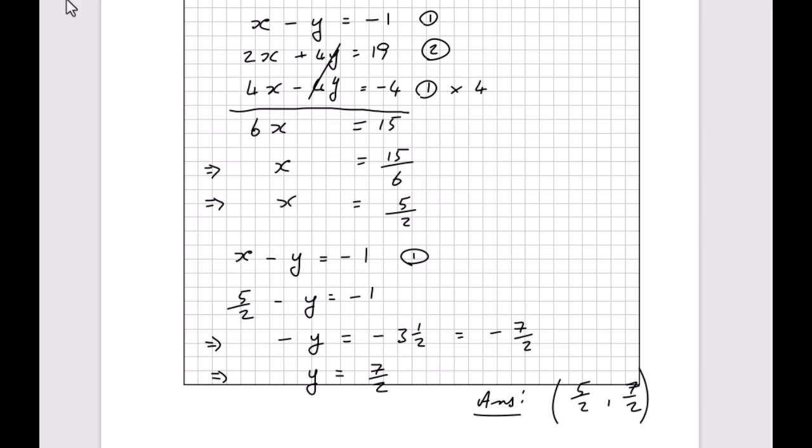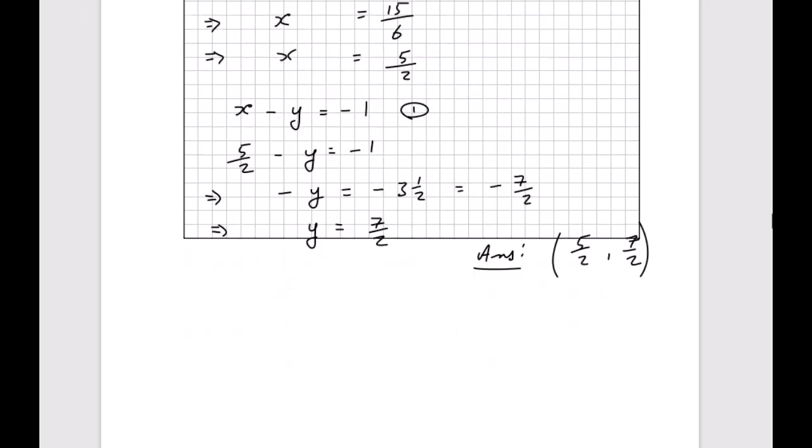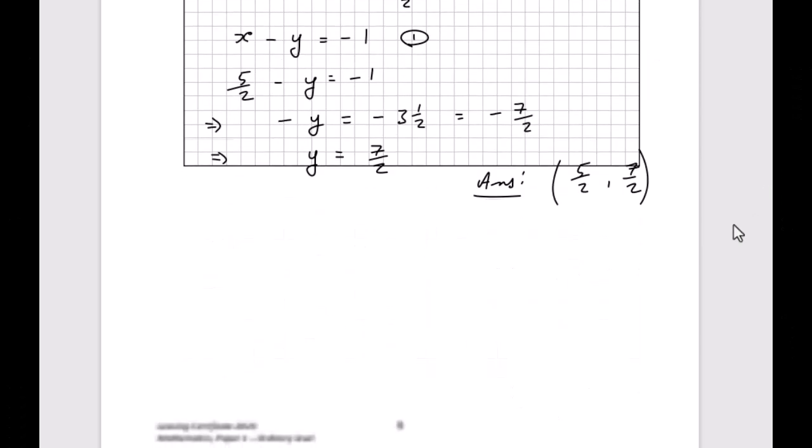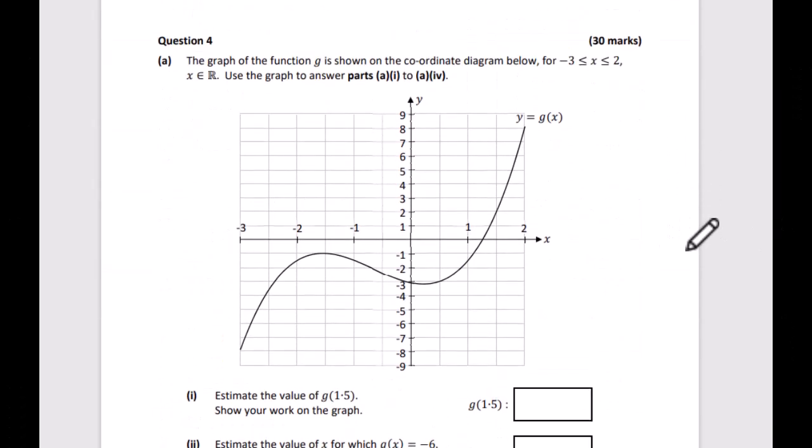So in other words, these two lines here, these are two straight lines, and the point of intersection is actually what we found, and that's our 5 over 2 and 7 over 2. Okay, so that's it for question 3. Okay, so let's have a look at the next question, which is question 4.